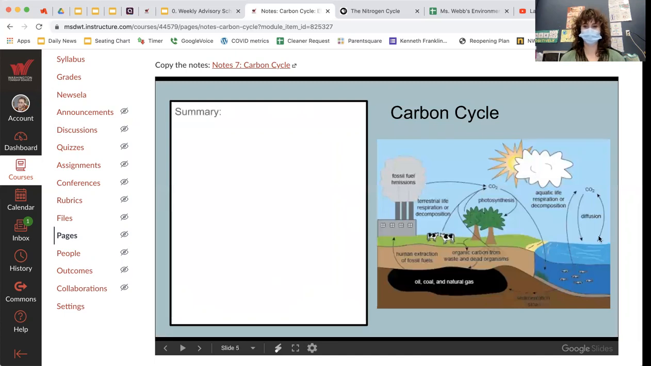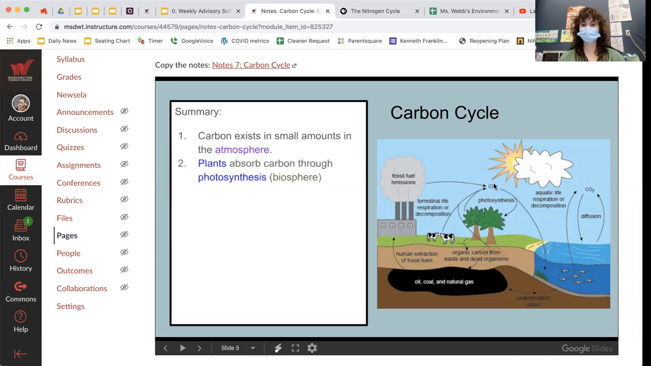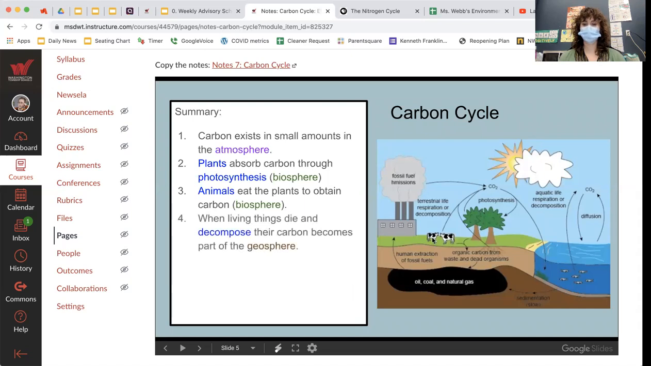All right, so here's how the carbon cycle works. First, carbon exists in the atmosphere, so we'll start there. It's in small amounts, but it is in the atmosphere naturally. Plants absorb the carbon through photosynthesis, so it moves from the atmosphere to the biosphere. Then animals, of course, come along and eat those plants and obtain the carbon for their own body and their own use. When living things die, trees or cows, they decompose and the carbon becomes part of the geosphere. Their bodies break down and their carbon moves into the soil.